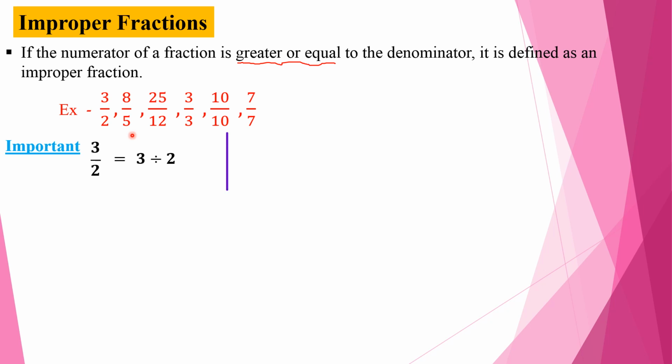And let us see another example. 10 over 3. How can you write this? Then 10 is divided by 3. 10 divided by 3.